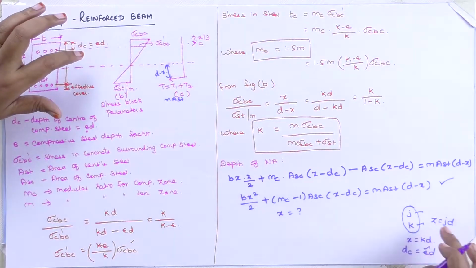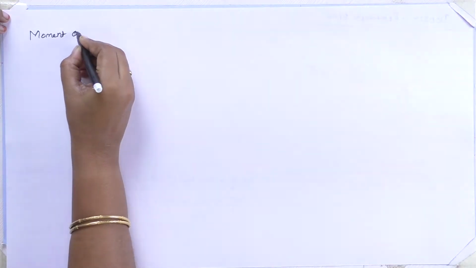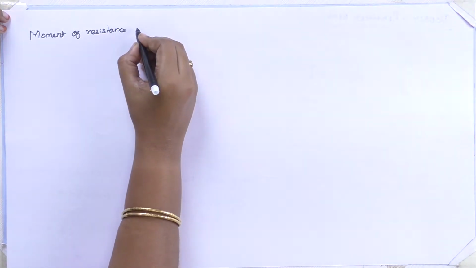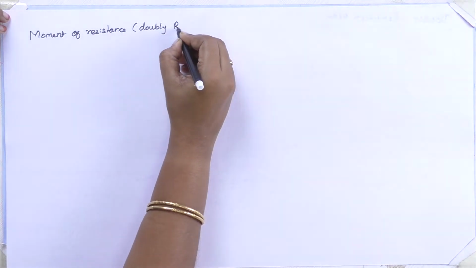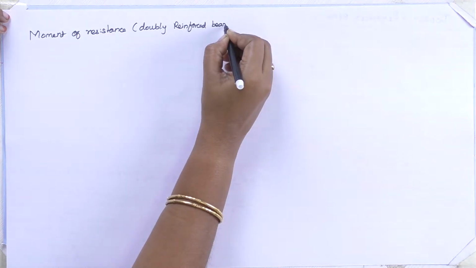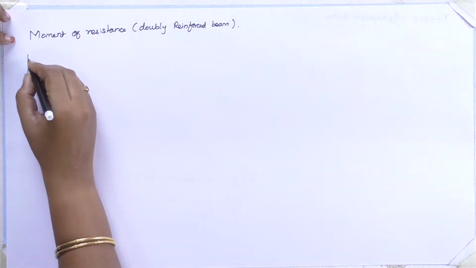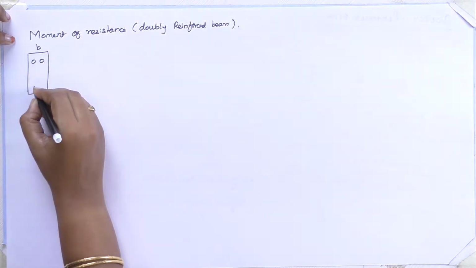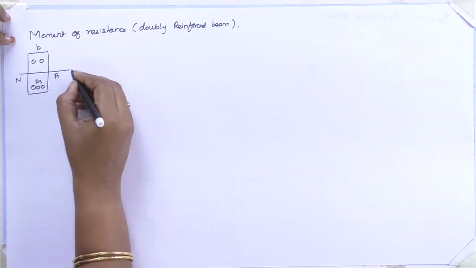Okay. Now we are going to calculate the moment of resistance of this section. Moment of resistance for doubly reinforced beam. Okay. I am drawing the same beam b, ast. This is the neutral axis.